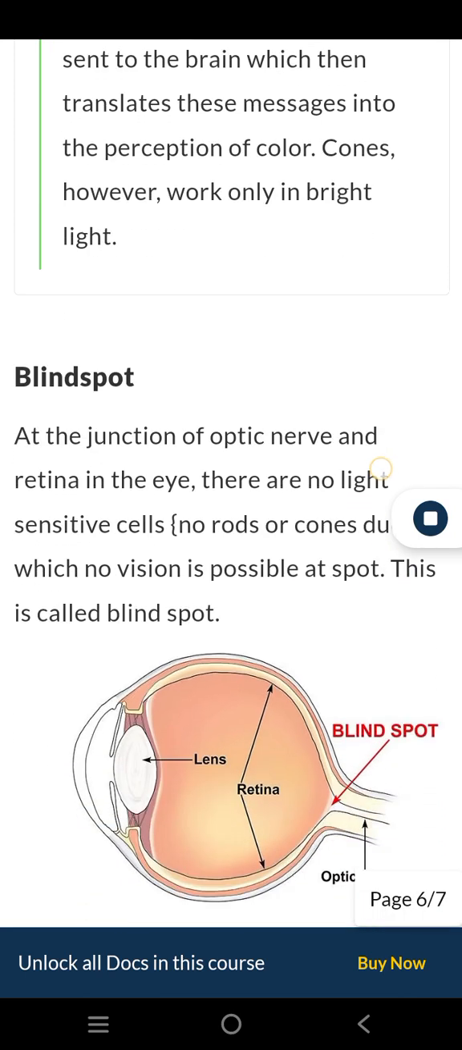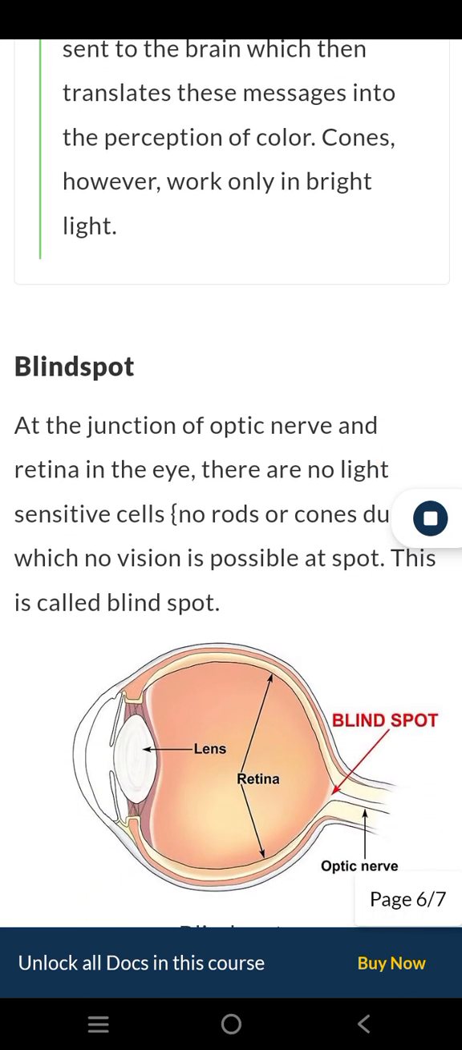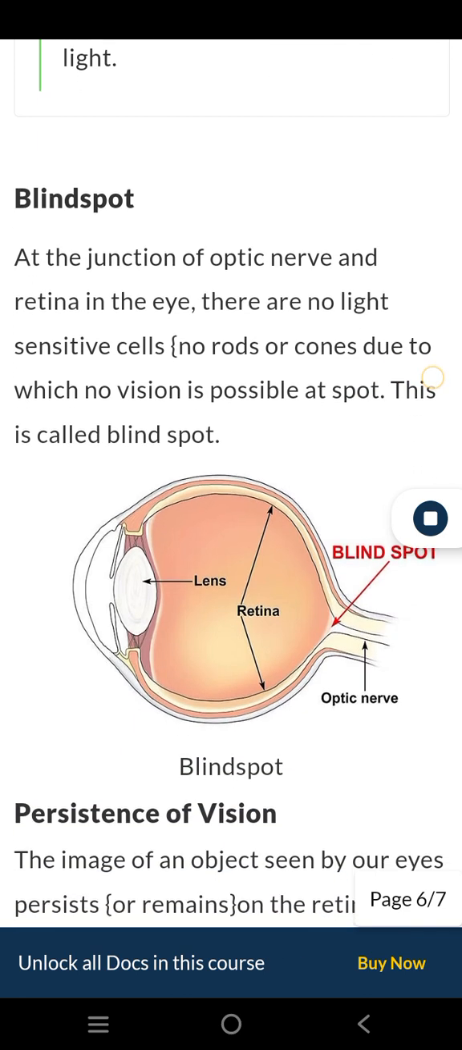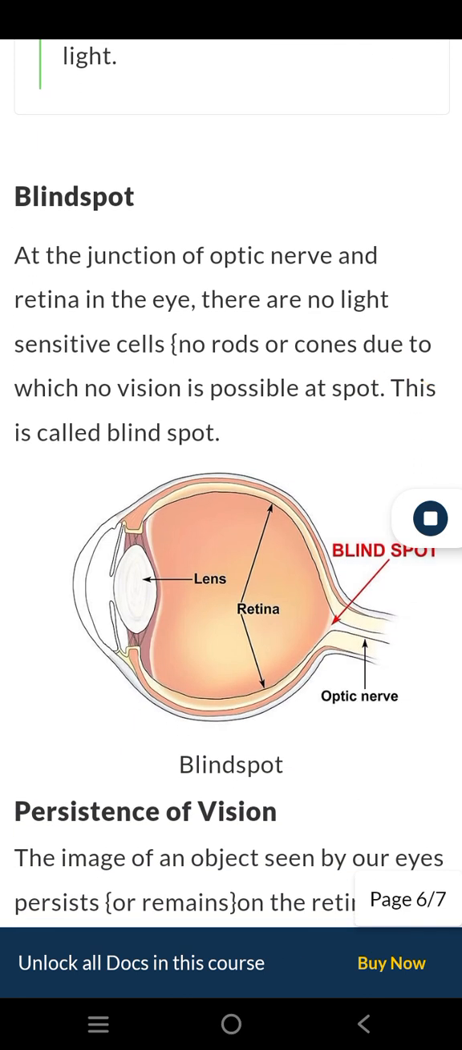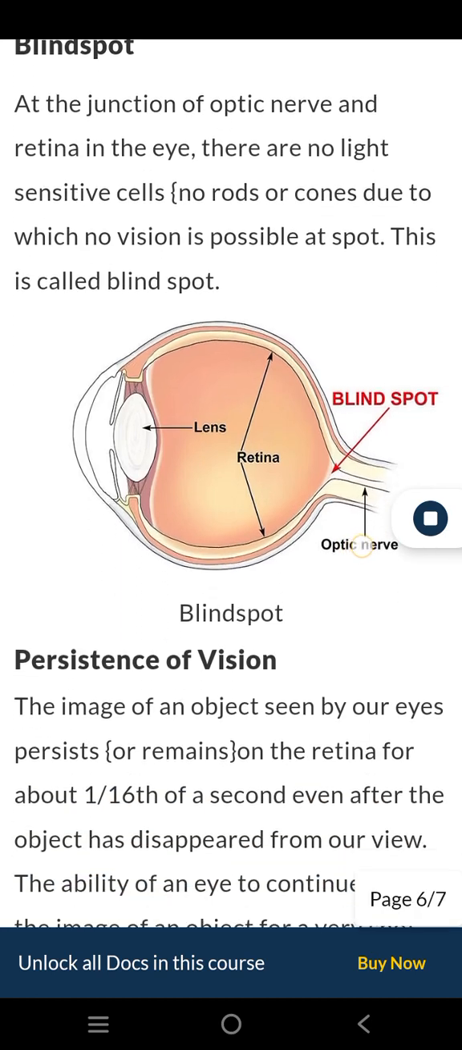View solution. Blind spot. At the junction of optic nerve and retina in the eye, there are no light-sensitive cells, no rods or cones, due to which no vision is possible at that spot. This is called blind spot.